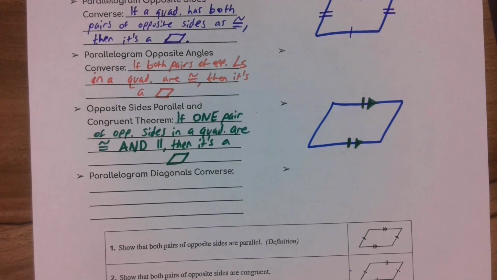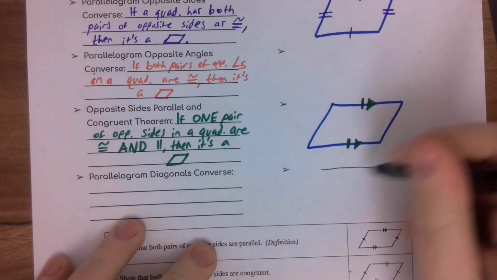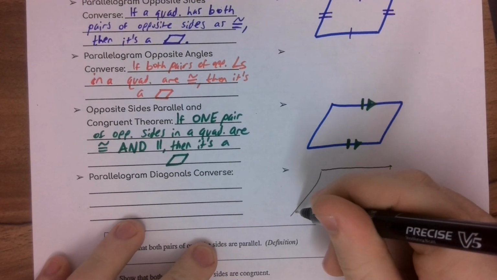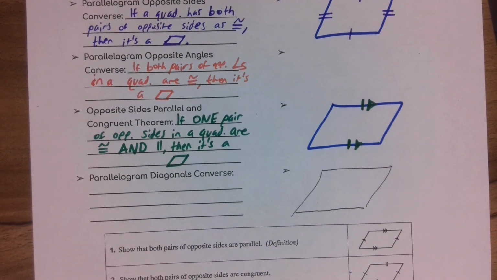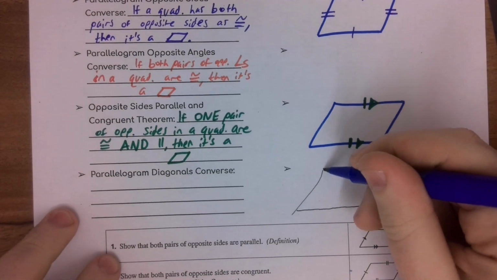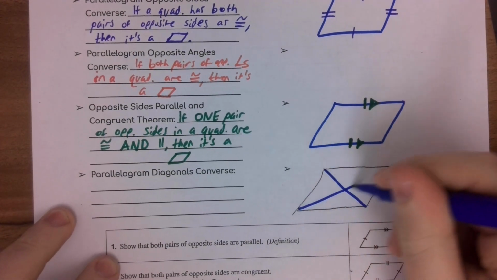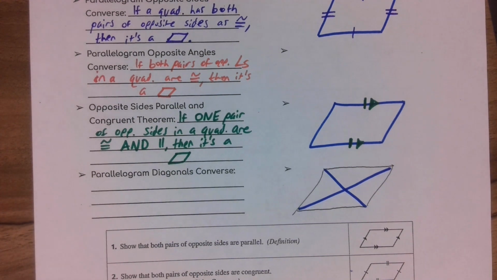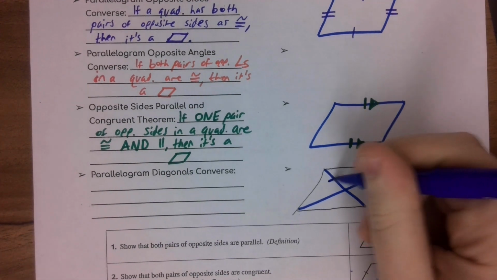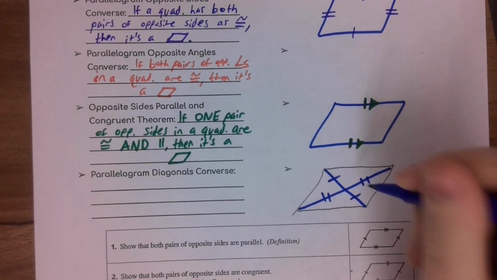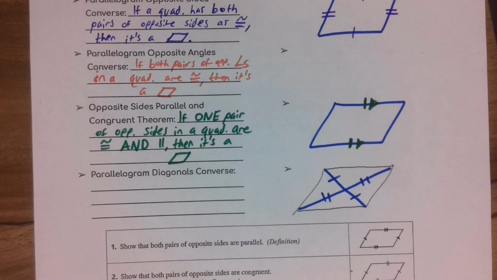Very nice, last one. The last theorem involves the diagonals of a parallelogram. If you may recall, the parallelogram's diagonals are the lines that connect the opposite vertices. If you know that those diagonals bisect each other, you know that you're dealing with a parallelogram.